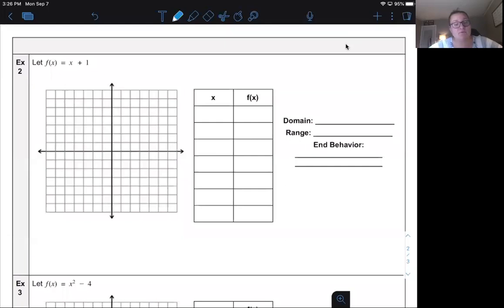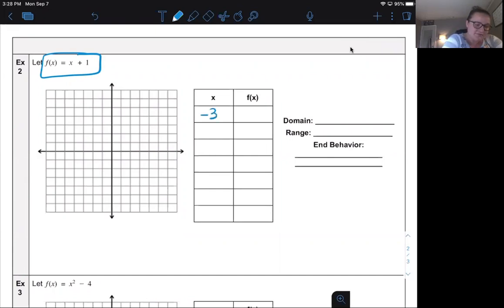For this next example, we are going to graph an equation by using a table of values. So we're going to plug in some inputs, find some outputs, and then graph those points to help us graph the entire equation. When we're done, we're going to describe the domain, the range, and the end behavior, just like we've been doing. So our equation is a function. We have f of x is equal to x plus 1. So to graph using a table of values, we're going to pick a bunch of inputs, plug them in for x, and get our outputs.